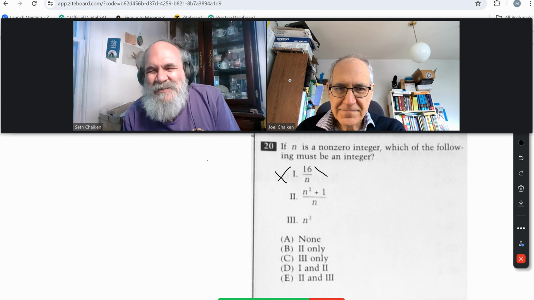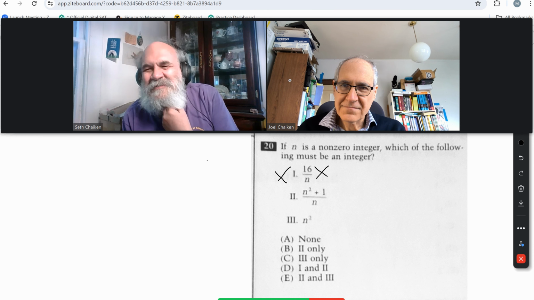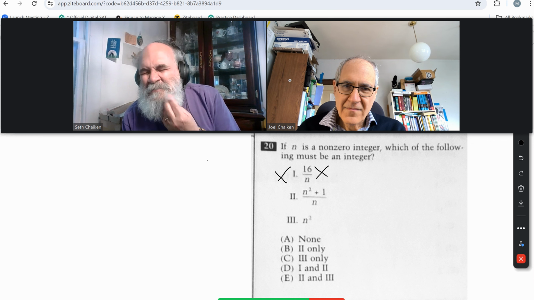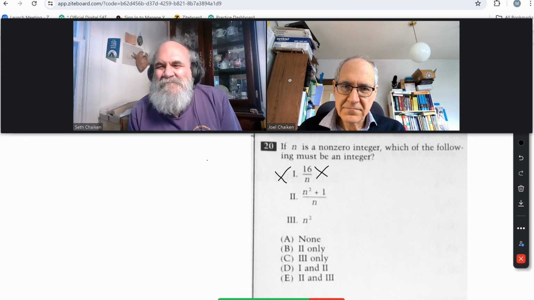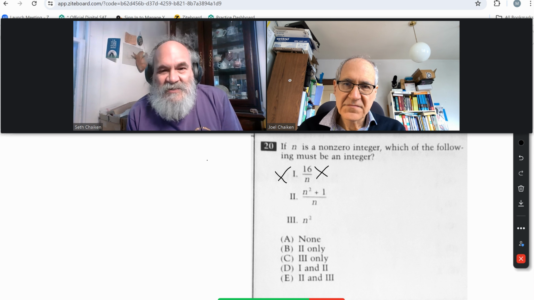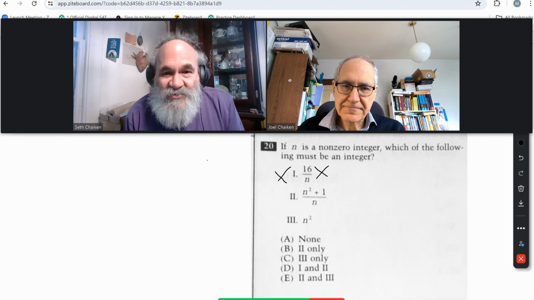For B, it's a matter of even and oddness. The top and the bottom have opposite parity. So if the top is odd and the bottom is even, an odd number is never divisible by an even number. And finally, n squared, the square of an integer is always an integer. And so it's 3 only.